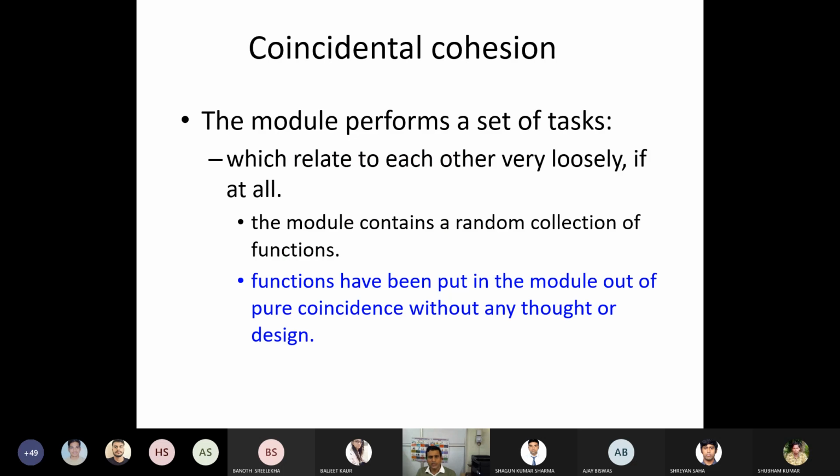What is coincidental cohesion? Whenever you have a module that performs a set of tasks, these tasks relate to each other very loosely, and they do not really belong as part of a particular module. You have a very random collection of functions. You have not given a well thought out process while designing all of these functions. Whatever functions you thought of, coincidentally you get some functions, develop them, and then put all of these random functions as part of a particular module.